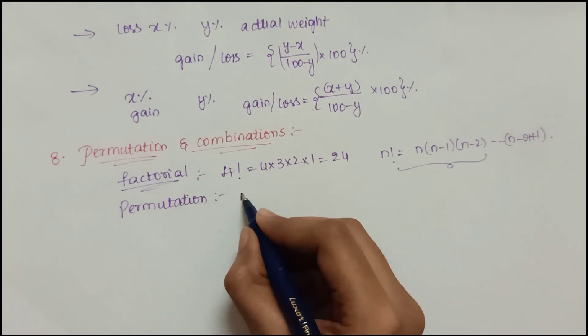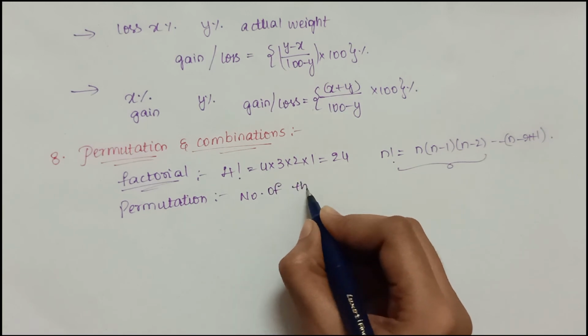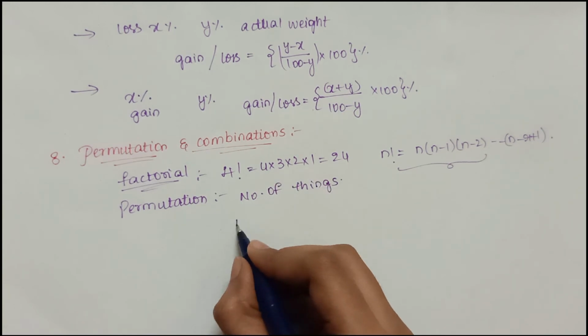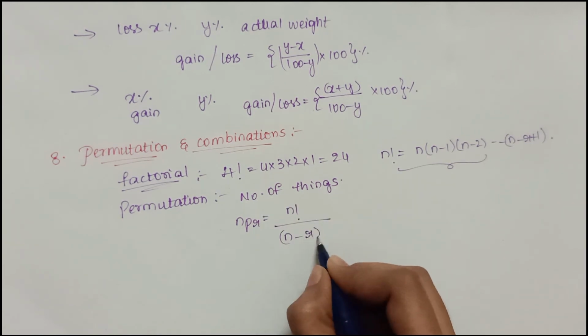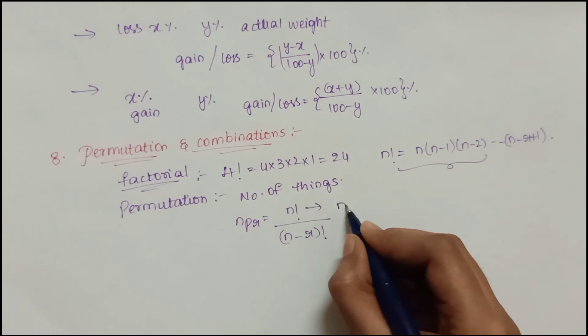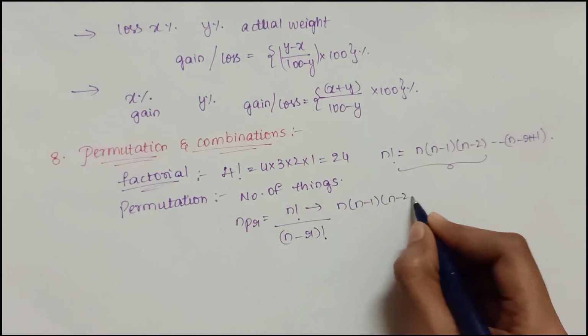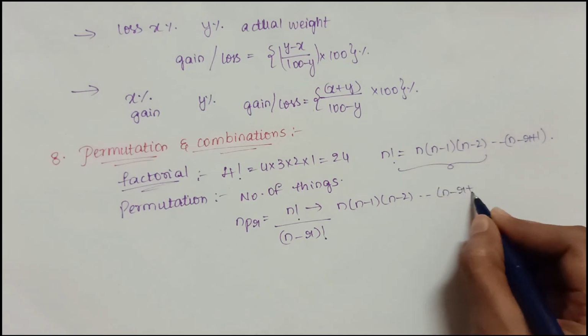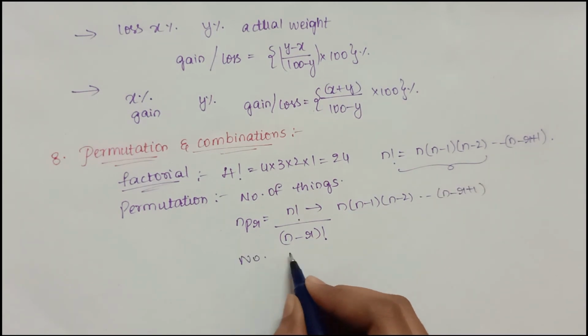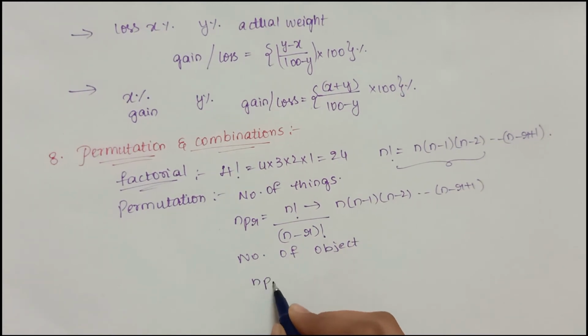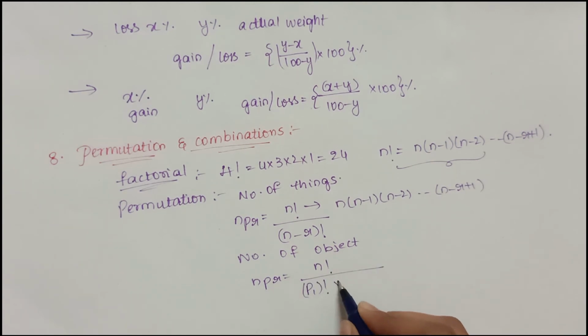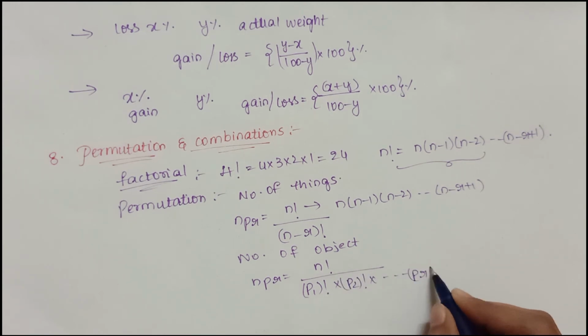Now permutations formula. When they ask us to find the number of things, we should use this formula: nPr is equal to n factorial by (n minus r) factorial, where n factorial means n into n minus 1, n minus 2 and so on. When they ask us to find the number of objects, we should use this formula: nPr is equal to n factorial by P1 factorial into P2 factorial and so on up to Pr factorial.